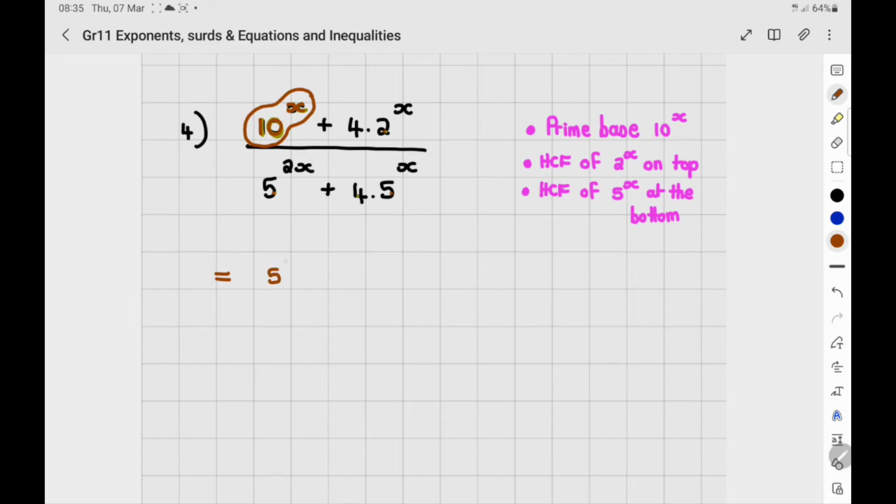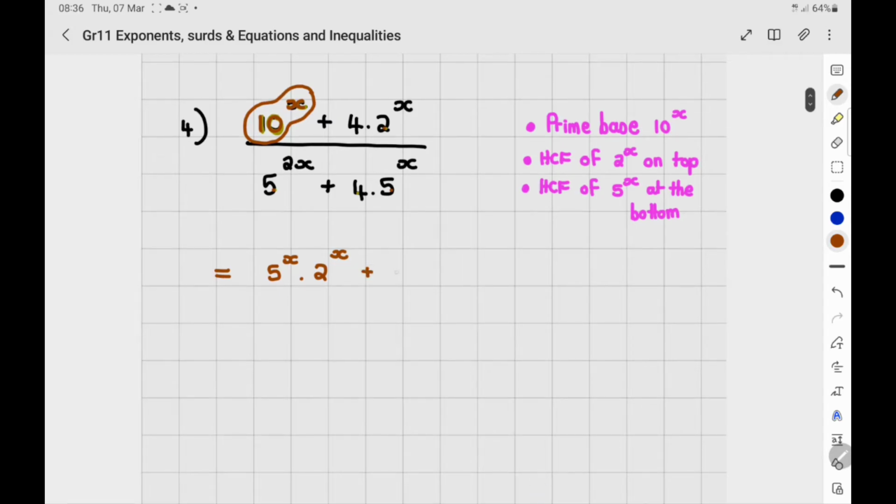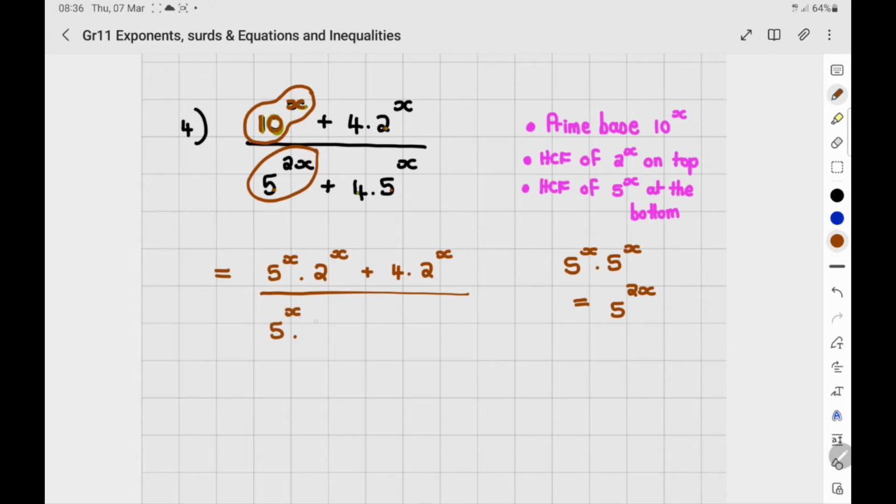So we're going to change that into 5 and 2, so 5 times 2 is 10. 5 to the power x times 2 to the power x. Both of them get the x as the exponent. Plus 4 times 2 to the power x, all over. Now, remember, the way you can write this is the same as saying 5 to the power x times 5 to the power x, right? Because what do you do? You keep your same base and you add your exponent. So just keep that in mind. So if you want to do that, you can, just to maybe make it a bit easier for yourself. 4 times 5 to the power x.